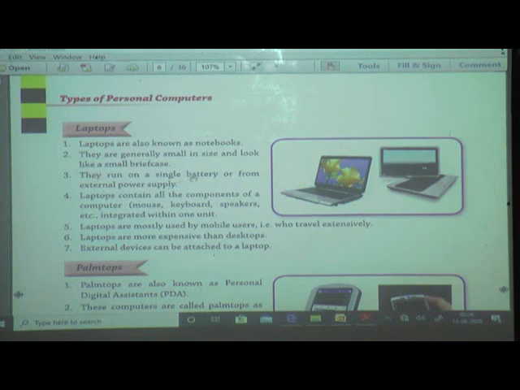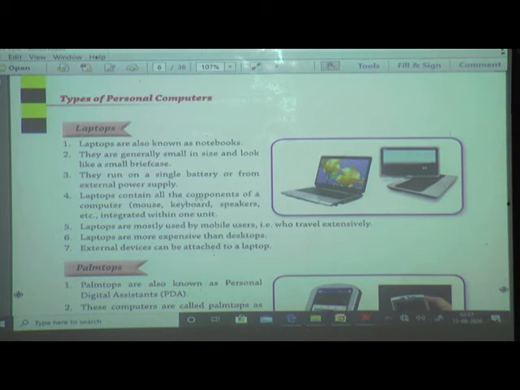Laptops run on a single battery or from an external power supply. When we are working on the desktop, if electricity is not there, is it working? No, we can't store electricity in a desktop computer, but we can store backup in a laptop. Means if electricity is not there, the laptop is still working. Can the same thing happen in a desktop computer? No, we can't store backup in a desktop computer.